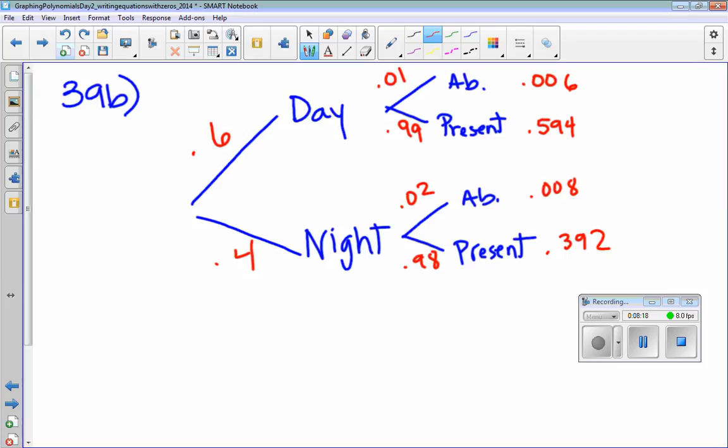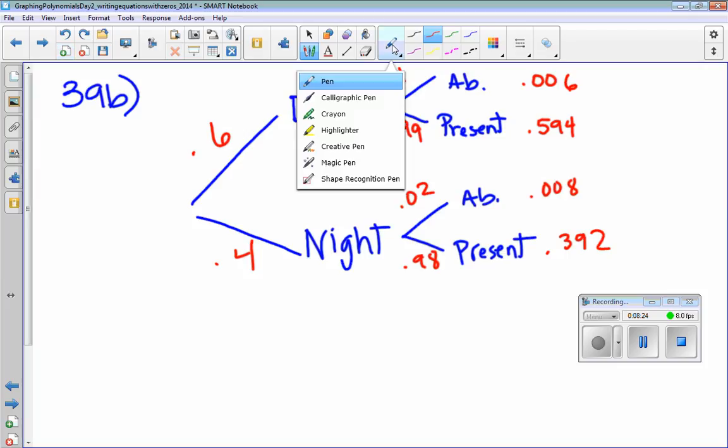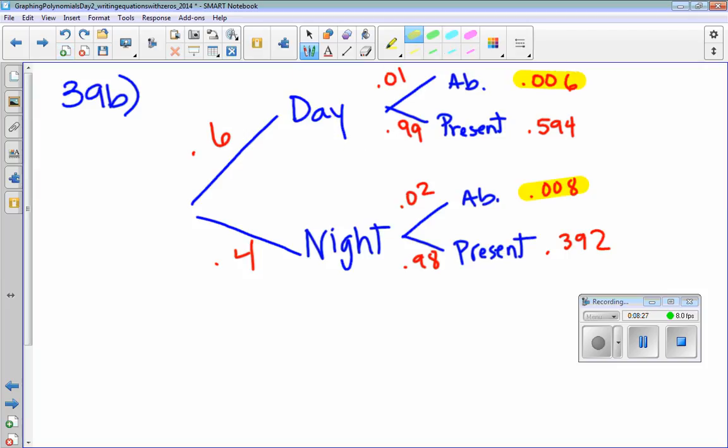Okay, so B says, what percent of employees are absent on any given day? Well, again, this is just like the other problem. We're just going to add those. Just like the last problem. Just like the problem Brenda asked. Okay?